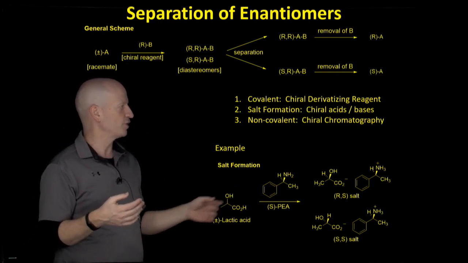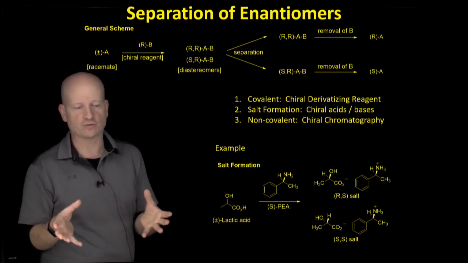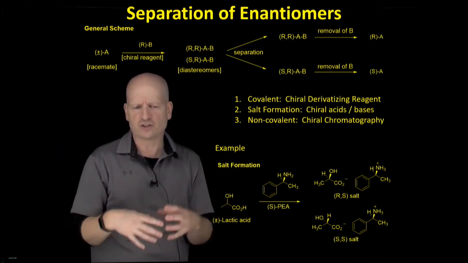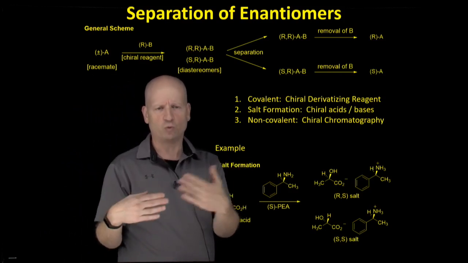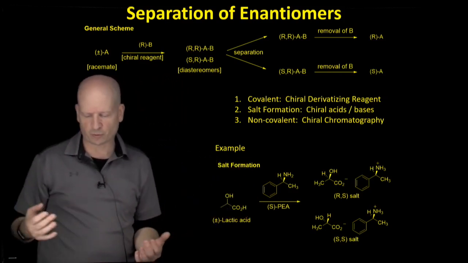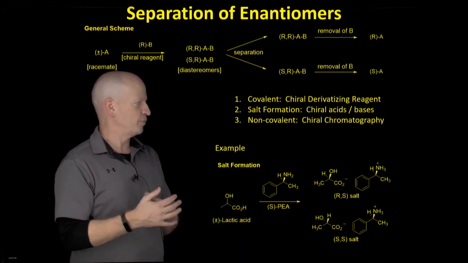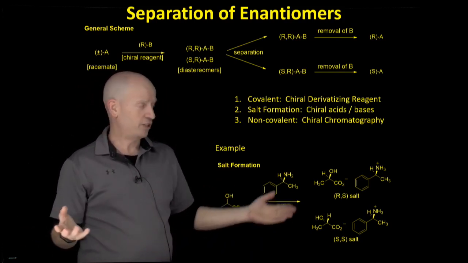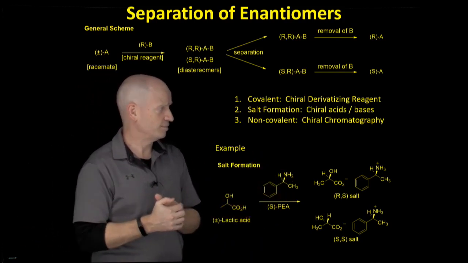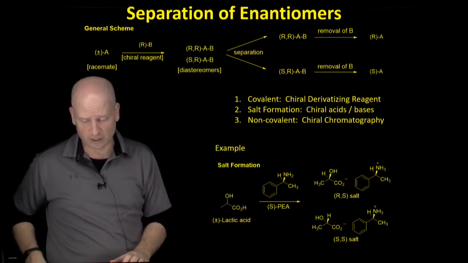You can form these two different salts, which are diastereomers of one another, and you can then find some solvent that will fractionally crystallize one in preference to the other. And so you can separate them. And then simply to get them back, if you want to get the acid back, just add a stronger acid, like dump in some HCl and then extract your single enantiomer product.